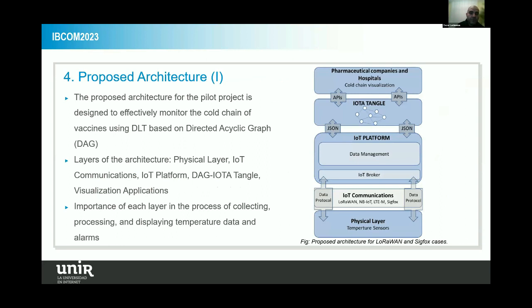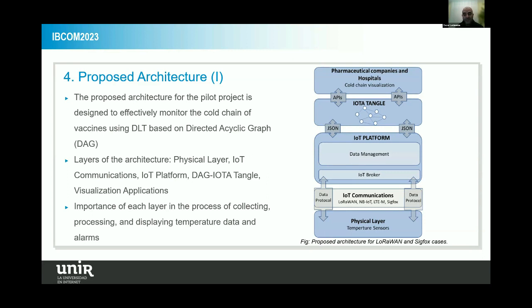So here we propose the architecture for the pilot project that we designed to monitor the cold chain of vaccine using Directed Acyclic Graph, or DAG. The architecture consists of several layers. They play a crucial role in the process of collecting, processing, and displaying temperature data and alarms. So there are different layers. The first layer is the physical layer.